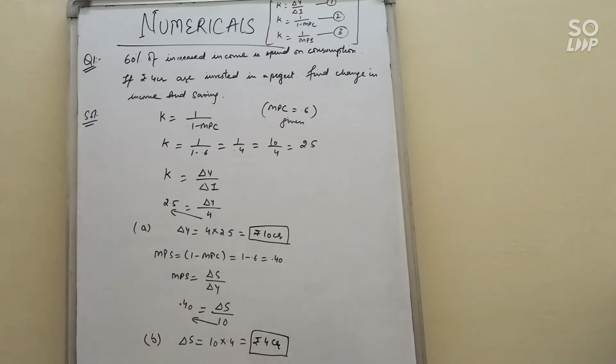Now change in saving depends upon MPS. So what is the formula of MPS? MPS we can calculate, that is 1 minus MPC. MPC is given, 0.6, so we have 0.4 as MPS. And the other formula of MPS is delta S upon delta Y. So MPS we have, delta Y we have, that is 1000. So we can find out the change in saving, that is rupees 400 crore. So in this way we can find out the values.